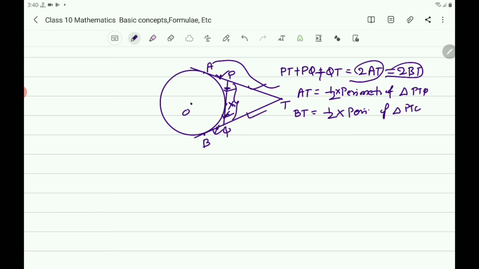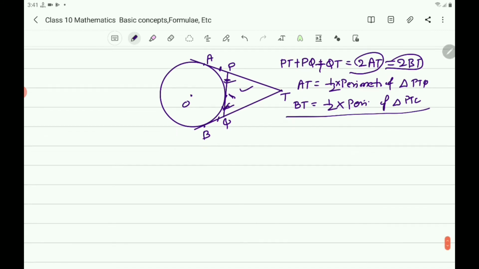So whatever it may be, keep in your mind that the perimeter of this triangle is twice the tangent, or the sum of the tangents. So if the perimeter is given, half of the perimeter becomes the length of the tangent. Half of the perimeter is the length of the tangent. That you have to keep in your mind. For example, here the perimeter is 30 centimeter. Then AT equals what? Half of 30, 15 centimeter. Or BT equals 15 centimeter.